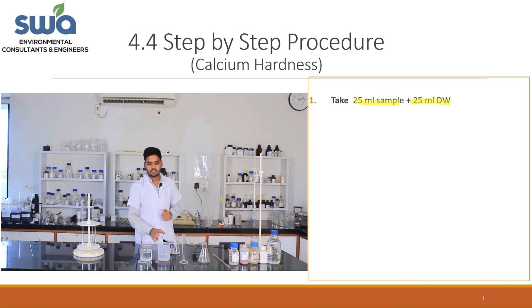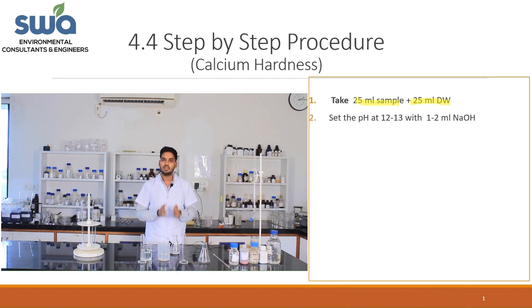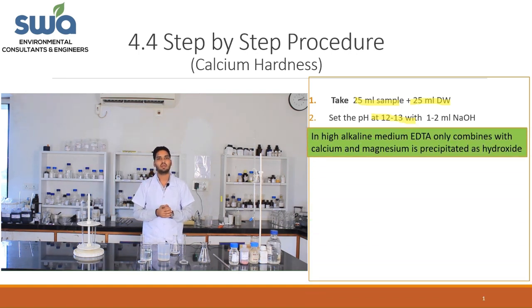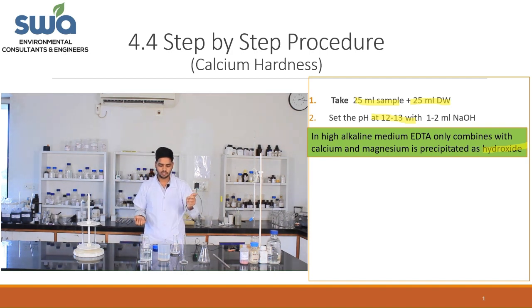Now we will adjust the pH for this. So in calcium hardness analysis, the pH is made significantly high, approximately 12 to 13. At that high level of pH, EDTA only combines with the calcium ions. Magnesium ions are precipitated as magnesium hydroxide. So that's why we can measure the calcium hardness in this process. So we will make the pH high with the help of sodium hydroxide. Add approximately 1 to 2 ml of NaOH.